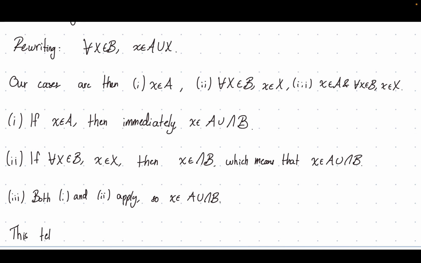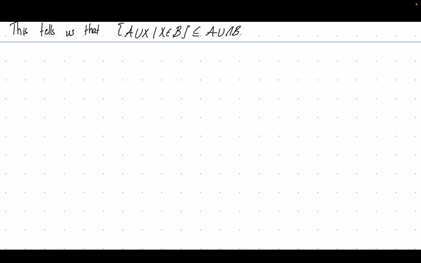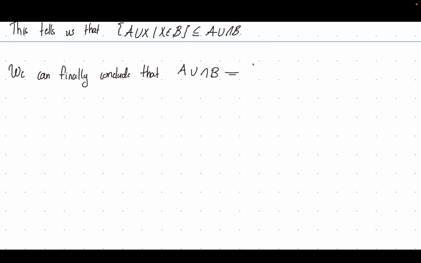And then this tells us that this set is a subset of A union the intersection of B. We can finally conclude that A union the intersection of B is equal to the intersection of A union X such that X is in B.